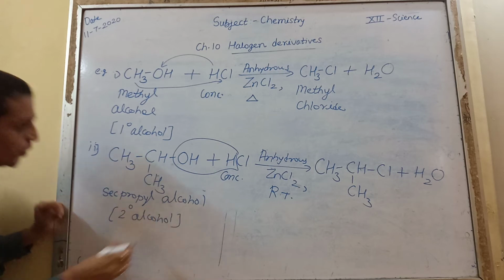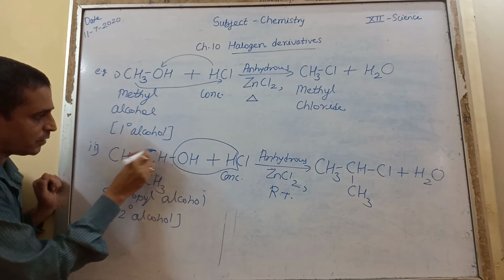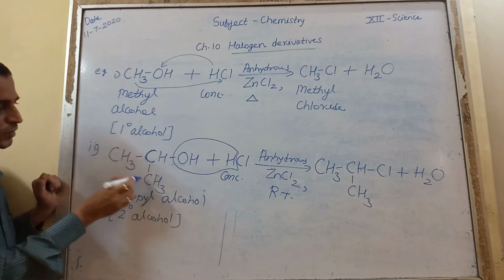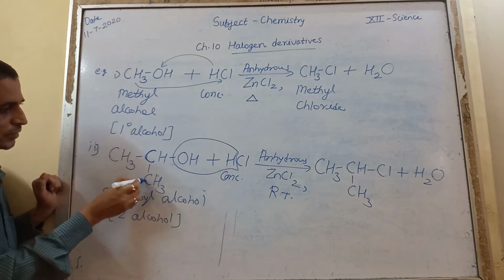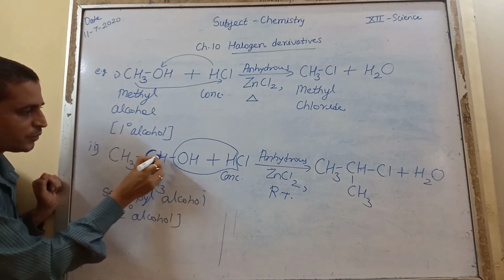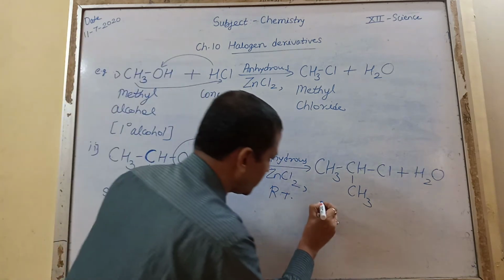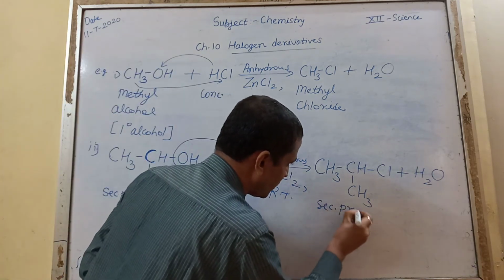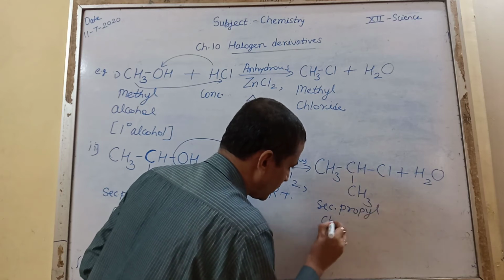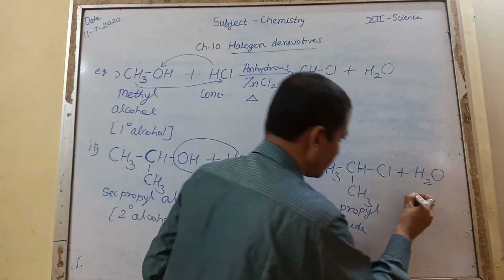Why secondary alcohol? Because this carbon atom is secondary, because it is attached to two other carbon atoms. So it is a secondary carbon atom, and to this secondary carbon atom OH is attached. So it is a secondary alcohol. And this product is secondary propyl chloride and water.